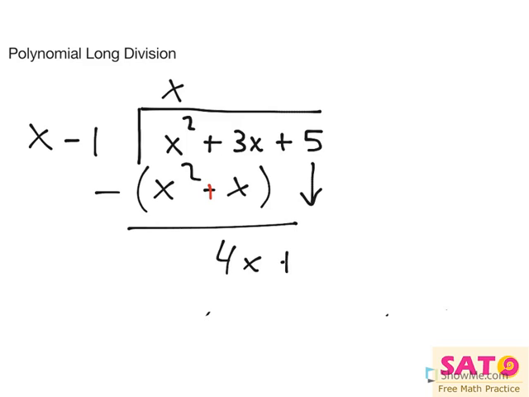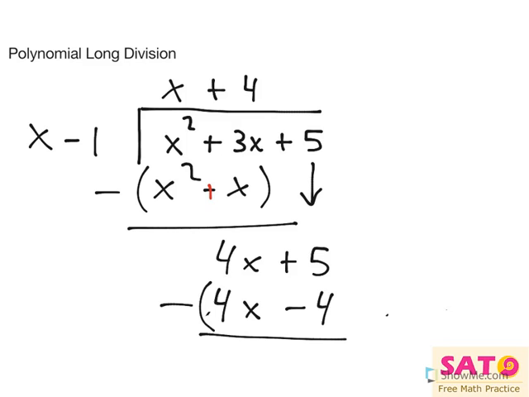Now we have to bring that down and do the same thing again. So what times x equals 4x? Well, that would be plus 4. So 4x minus 4, subtract, distribute, and our remainder is 9.